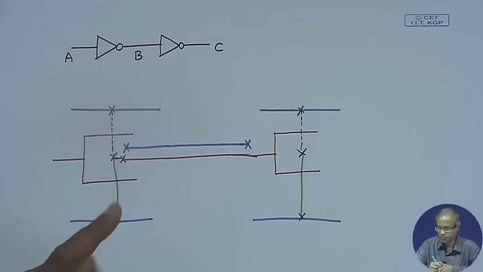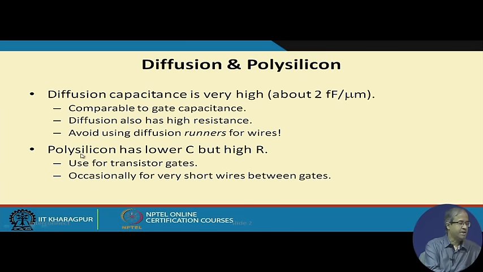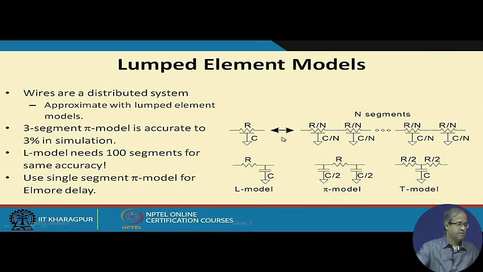So, this is exactly what is being mentioned here, that you can use polysilicon occasionally for very short wires between gates, but diffusion should be avoided as interconnection, because both R and C values for the diffusion layer are high. Fine.